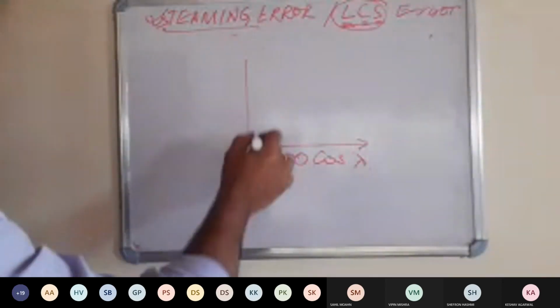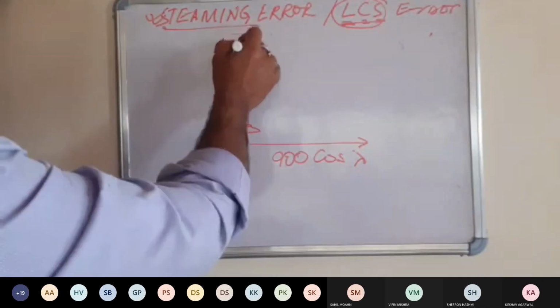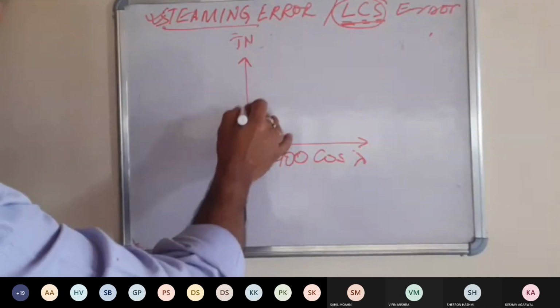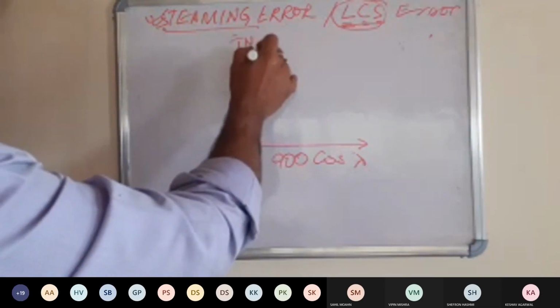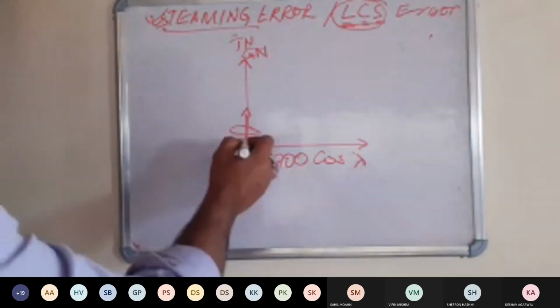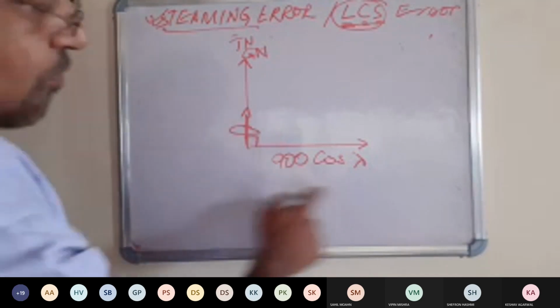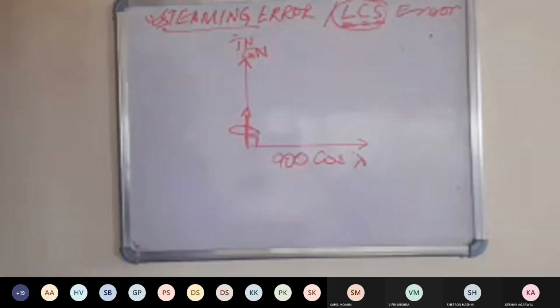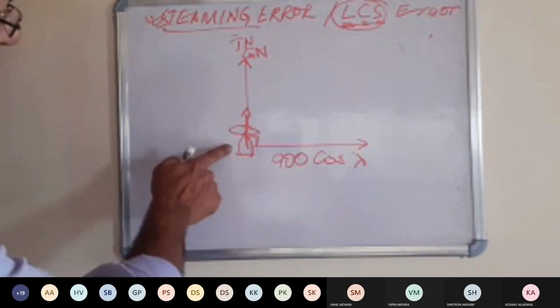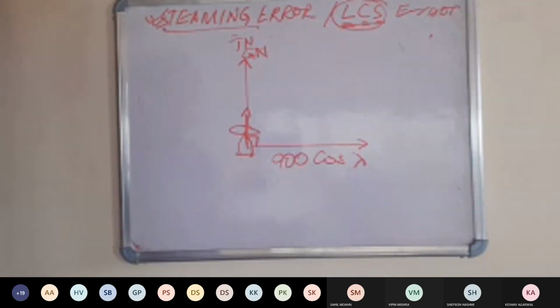The gyro compass is settling down like this, true north and also the gyro north. Both are showing the same thing, which is 90 degree to the motion of the earth. Now supposing the ship is here and she begins to do 20 knots of speed.